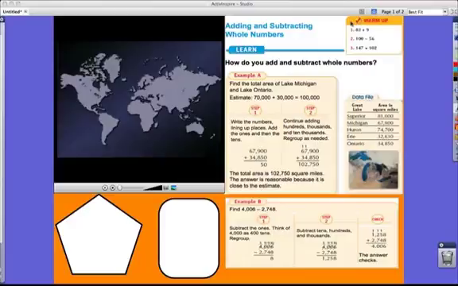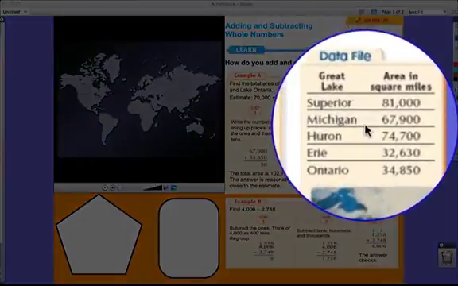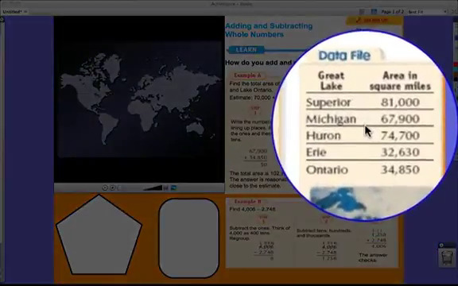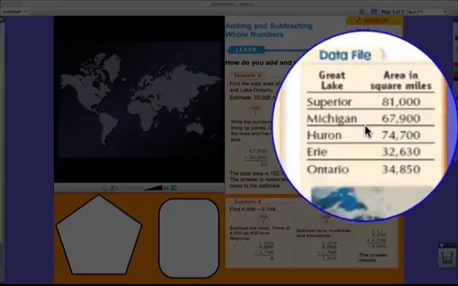We have a question here. How do you add and subtract whole numbers? Well, that is the question. In example A, we have a statement here. It says, find the total area of Lake Michigan and Lake Ontario. Over here in the data file, we have the 5 Great Lakes: Lake Superior, Lake Michigan, Lake Huron, Lake Erie, and Lake Ontario.